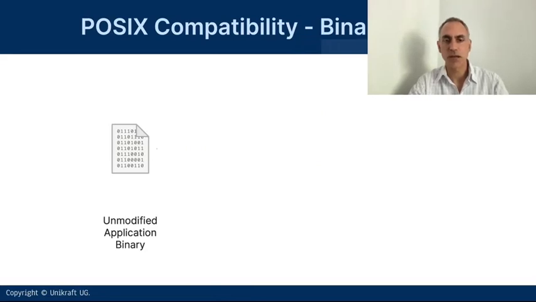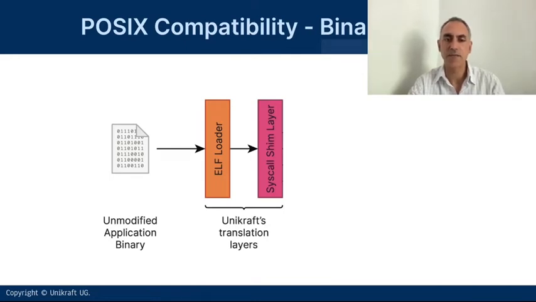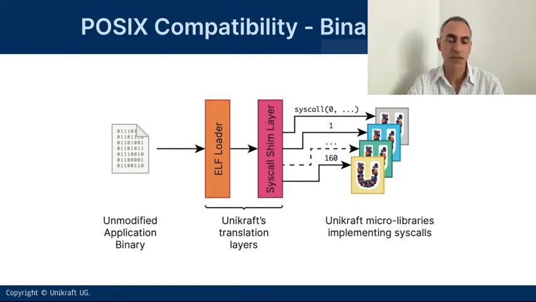But we also support what's called binary compatibility mode, in which we can take an unmodified ELF built, for instance, in a Linux host. And we have a special Unikraft library called ELF loader, which does what its name suggests. It just loads that ELF. And whenever we get a syscall, we trap that and we redirect it to another Unikraft library called the syscall shim layer. And this layer then takes care of redirecting that syscall to the Unikraft library that actually implements the syscall. And in this way, you can actually run a binary that has been totally unmodified. And this means that you don't need to port applications in order to run them on Unikraft.